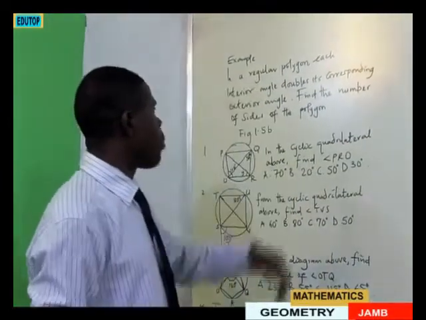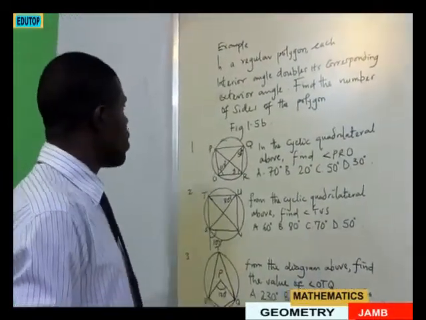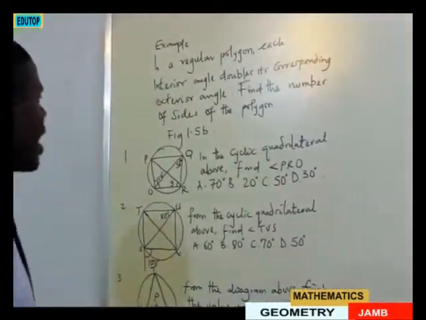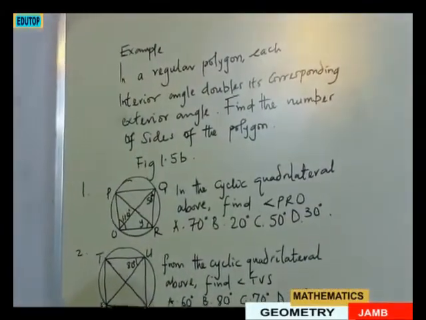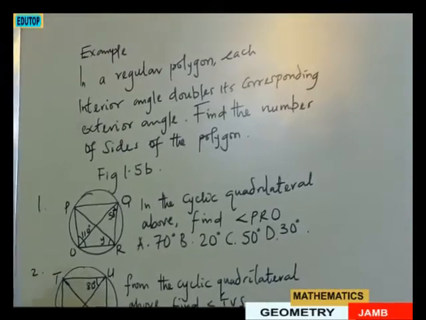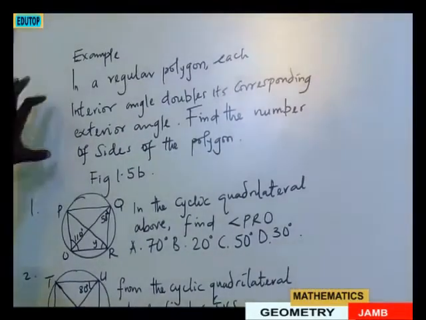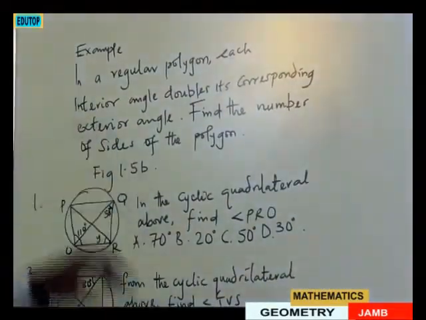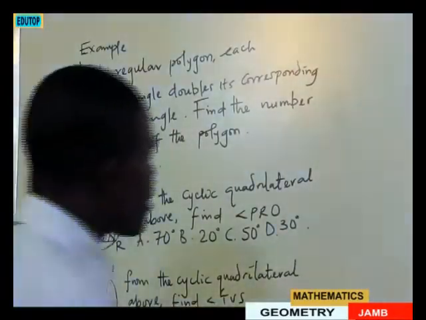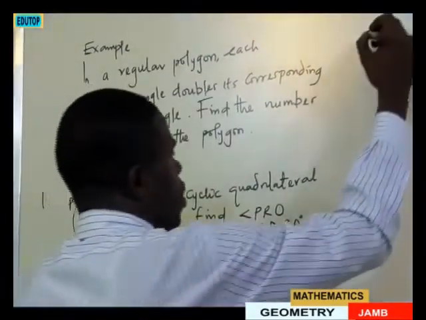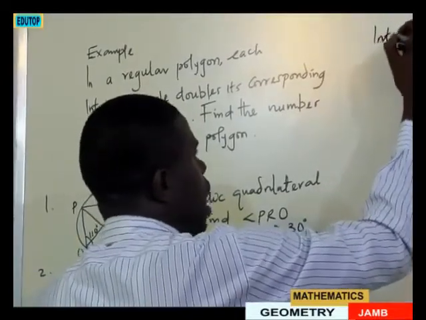In a regular polygon, each interior angle doubles its corresponding exterior angle. Find the number of sides of the polygon. This is a typical UTME question for a particular year. So I want to use this as an example. But the first thing we need to know here, it is mentioned interior angles.